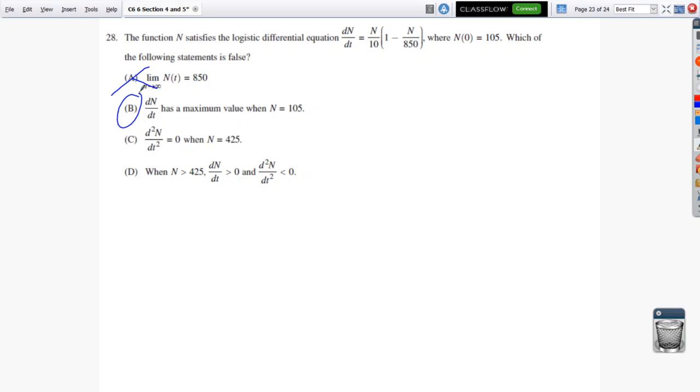Looking a little bit further, I know that since I have the maximum of dn dt, the second derivative would have to be equal to 0, so that is true. And when n is greater than 425, dn dt is greater than 0, and the second derivative, d2n dt2, is less than 0. So again, we have positive growth, but here at that second part of the logistic growth curve, we have a concave down, so that one is false as well.